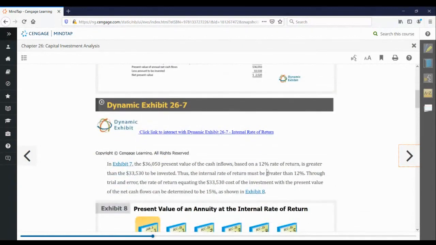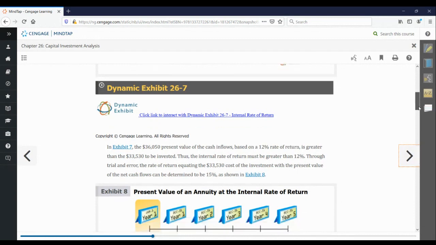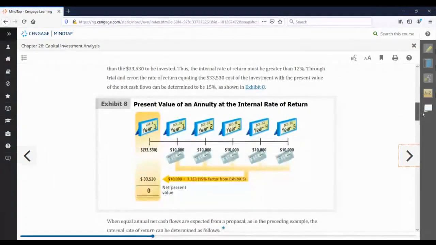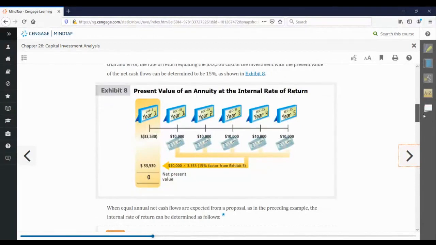And it was based on a 12% return, and it was greater than 33,530. That was the cost of the investment. And so the internal rate of return must be greater than 12%. Through trial and error, the rate of return equating 33,530, the cost of the investment, with the present value of cash flows can be determined as 15%. And this is how they could get it.